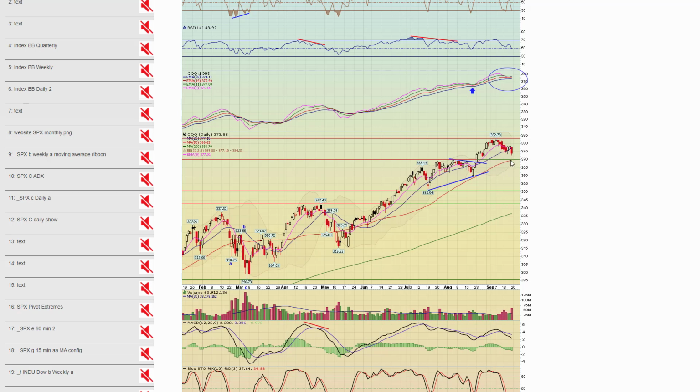Now, below here, you don't really have much. You got sort of an air pocket all the way down to here. But that's your first big support. You can see the moving average ribbon is pinching there.